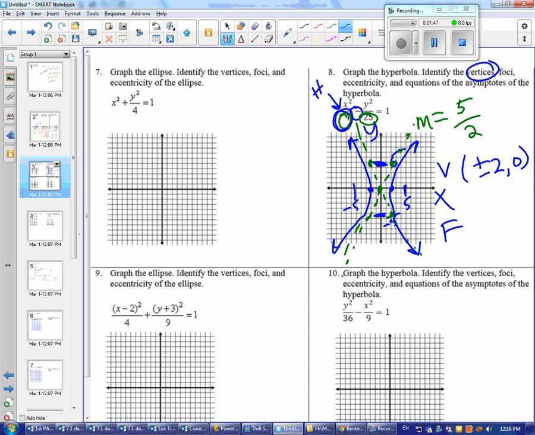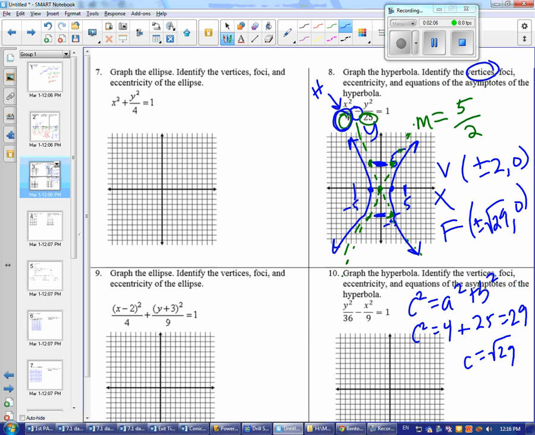Our foci, I need to find c. For a hyperbola, the equation is c squared equals a squared plus b squared. A squared is 4. B squared is 25. So c squared is 29, which means c is radical 29. So the foci are radical 29 away from the center, which is at 0, 0.